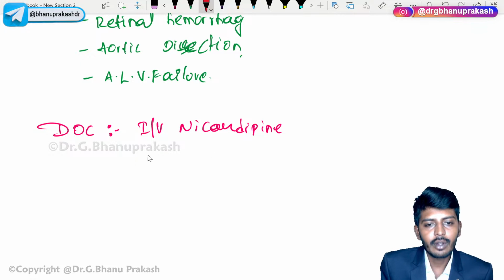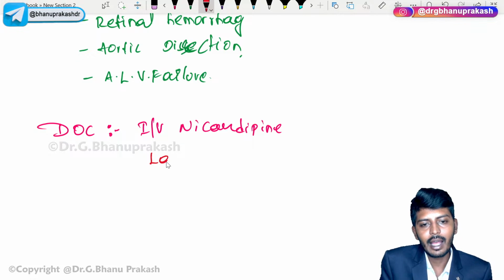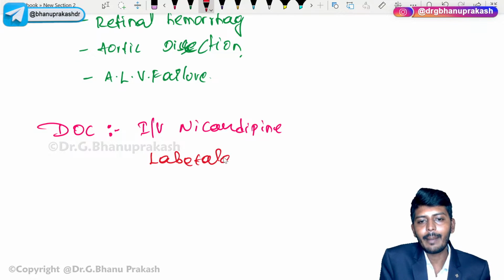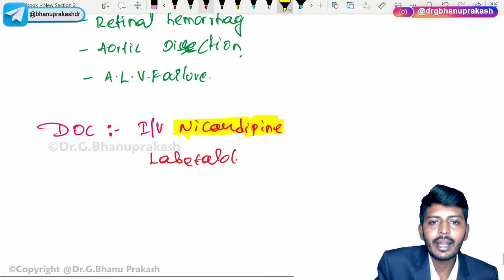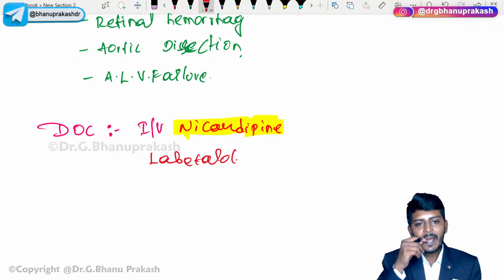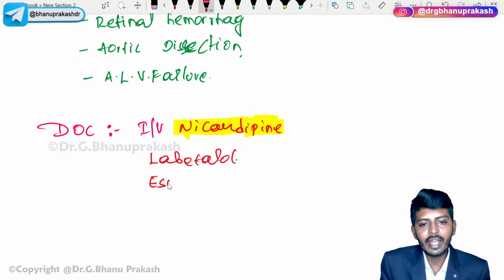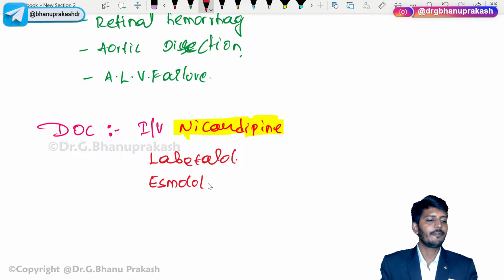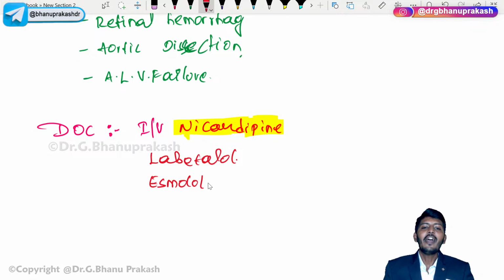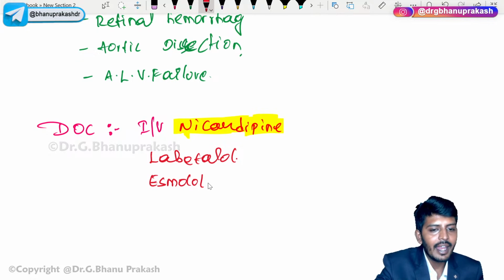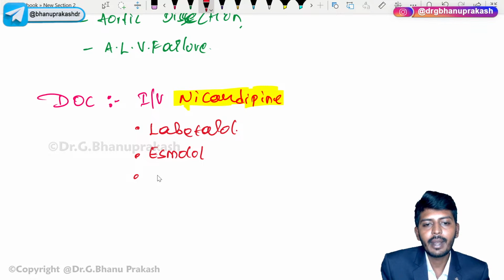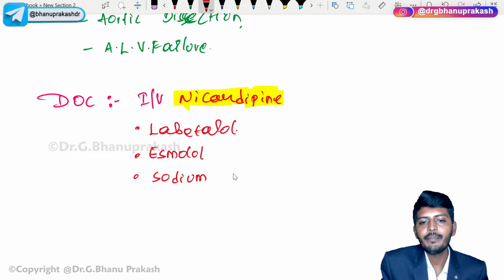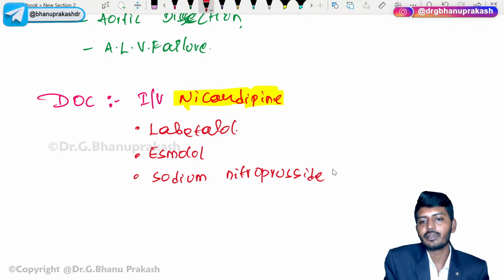Yes, IV nicardipine, but usually we will not have IV nicardipine available. So, if IV nicardipine is not there, then we can go for drugs such as labetalol. Theoretically speaking, the best drug is always IV nicardipine. But can we use any other drugs? Yes, we can use labetalol. We can also use esmolol, which is a short-acting and fast-acting beta blocker. The next important drug we can use is sodium nitroprusside. So these are the drugs which can be used.